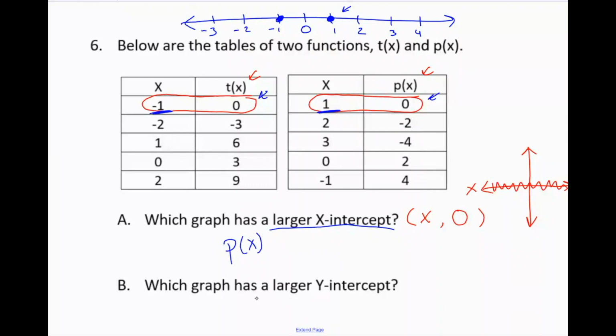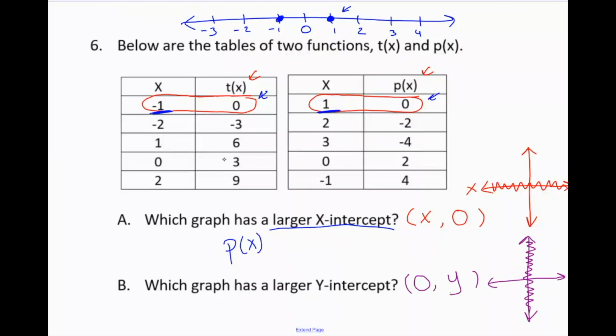All right, then it says, which graph has a larger y-intercept? Well, I'm going to look at the same thing. I know y-intercepts are where my graph touches my vertical line. So I'm looking at this line. I know when I start at my origin, I am not moving left or right. I'm staying on this line. So I know this is going to be 0. And whatever I move up and down, that's what y is going to tell me. So I know my x value in this case has to be 0.